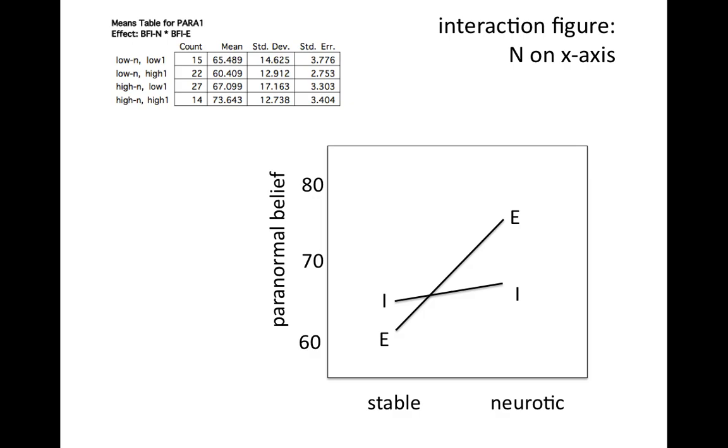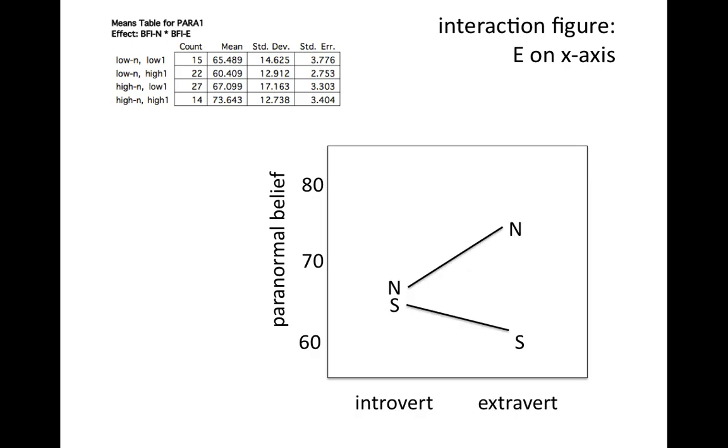The other way to make it is to put the extroversion variable on the x-axis, and that's what we see in this next slide. So now we have introversion, extroversion labeling the 2 levels of the independent variable, and we have neurotic and stable type of personality on the interior labeling these 4 means. Now, either way is fine.